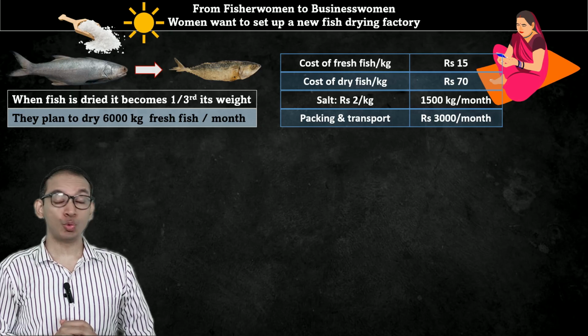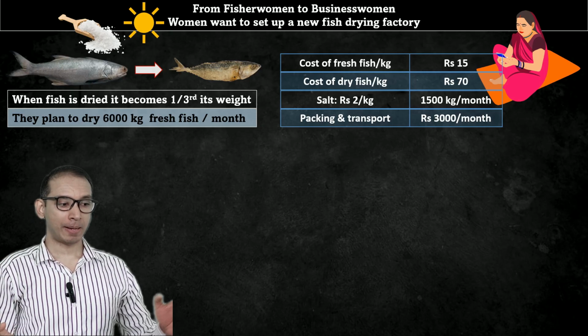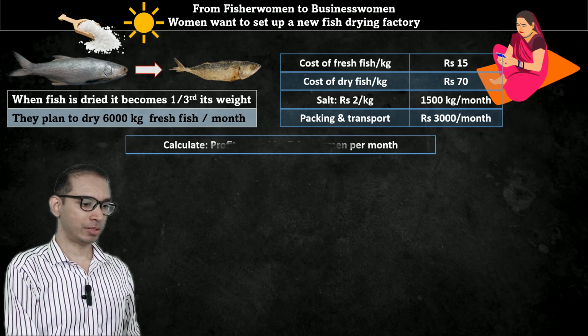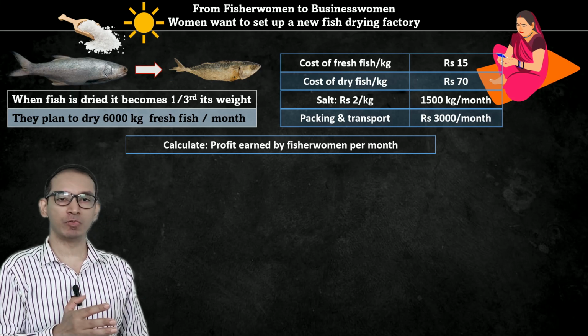Salt is rupees 2 per kg, and around 1,500 kgs are needed per month, and packing and transport is again 3,000 rupees per month. So now it's time to put all this together. Calculate the profit earned by fisher women per month.